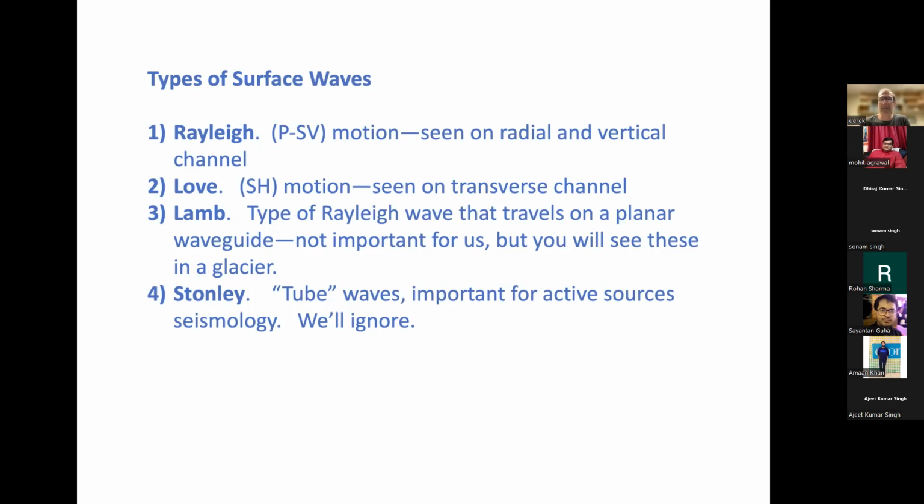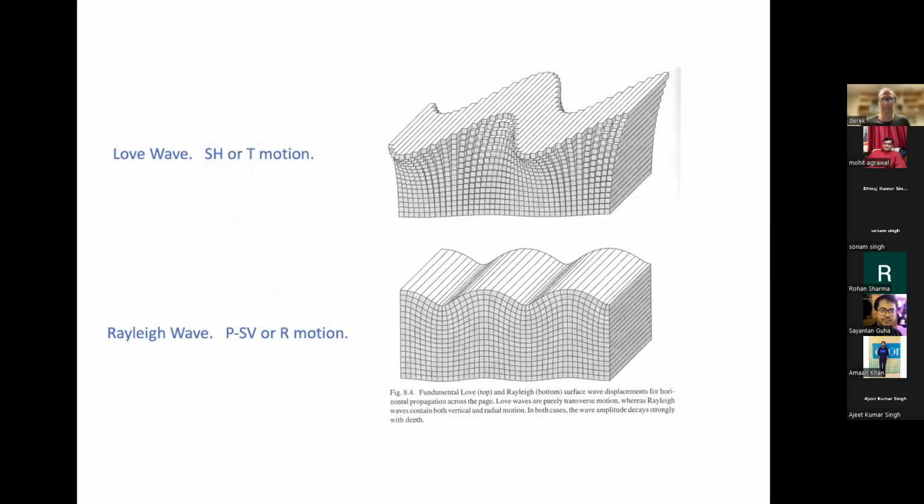There's a Lamb wave, which is a type of Rayleigh wave that travels on a planar waveguide. One of my colleagues here just discovered them in glaciers. And then Stoneley waves, which are tube waves, which are important for borehole sensors, but for global tomography, they're not that significant. So we're going to ignore them. And we're just going to focus on Rayleigh waves and Love waves.